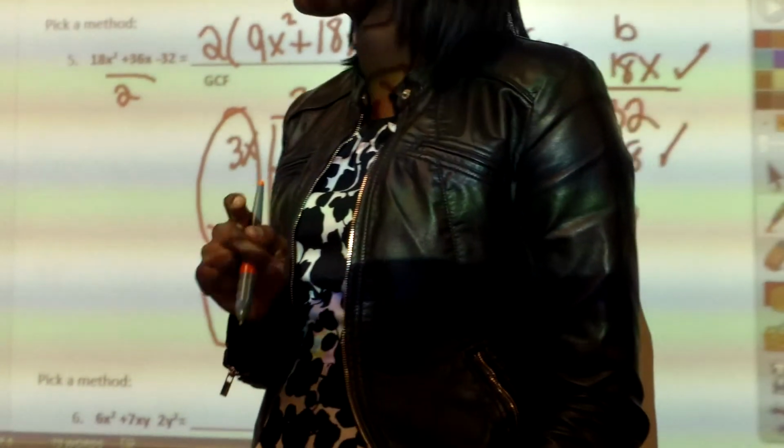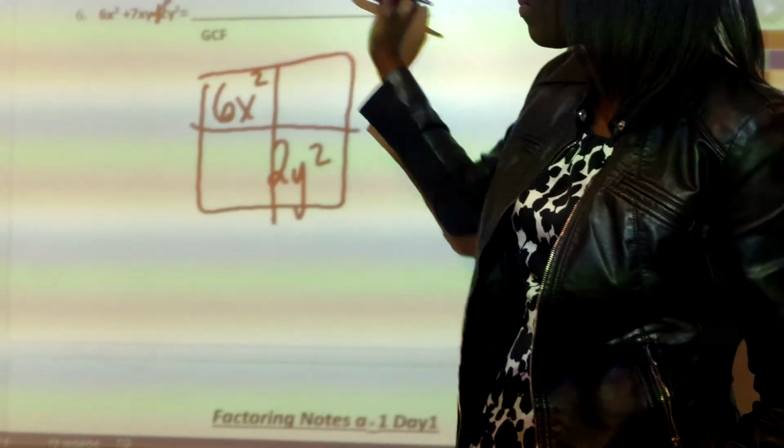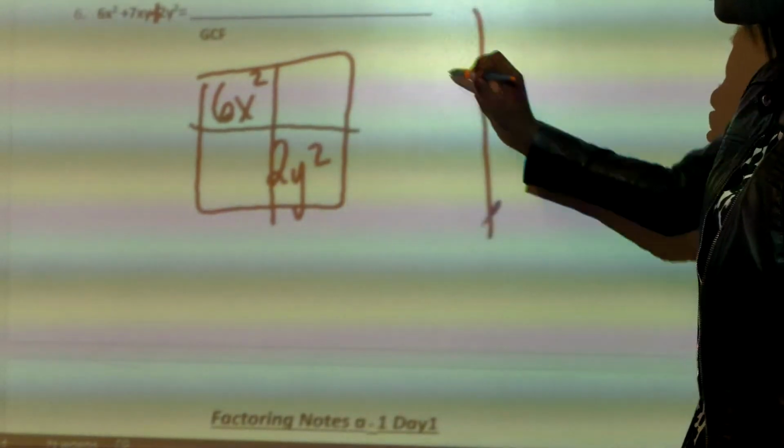Be careful with the last one. It has 2 variables. In this problem, it should have had a plus sign right there. A plus sign is missing. You should have written your problem.